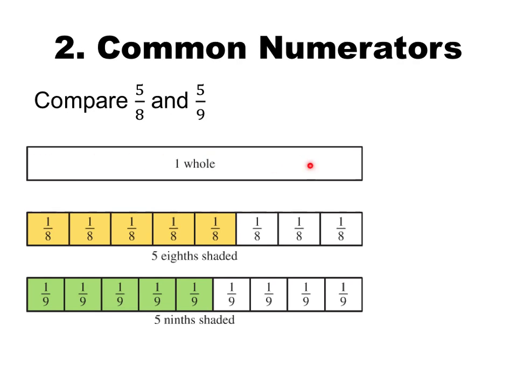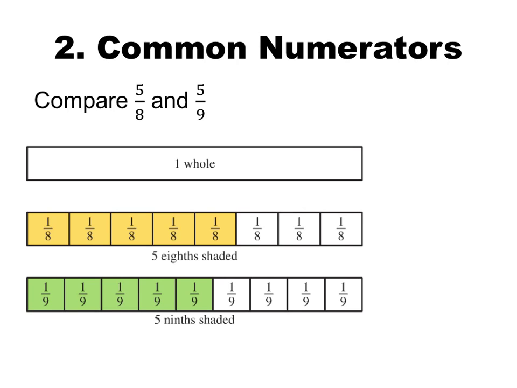So we're going to start off with a big strip here to indicate a whole. 5/8 means we're going to take that whole and divide it up into 8 pieces, and then we are going to select 5 of those pieces. Now 5/9 means we're going to take that same whole and divide it up into 9 pieces, and we're going to select 5 of those pieces.